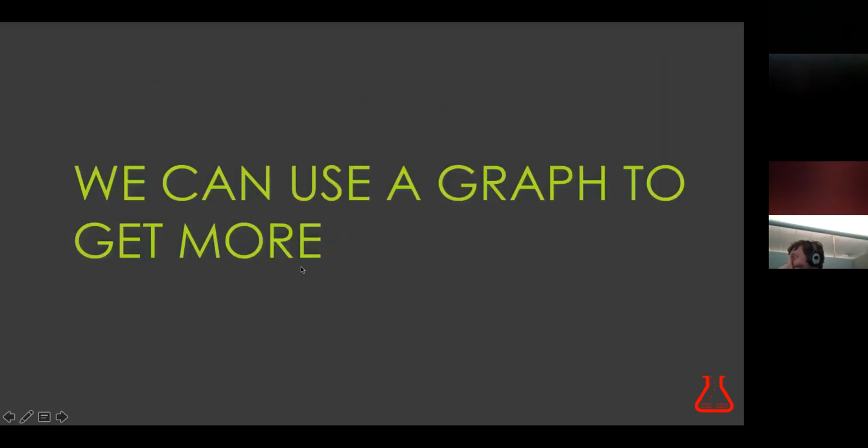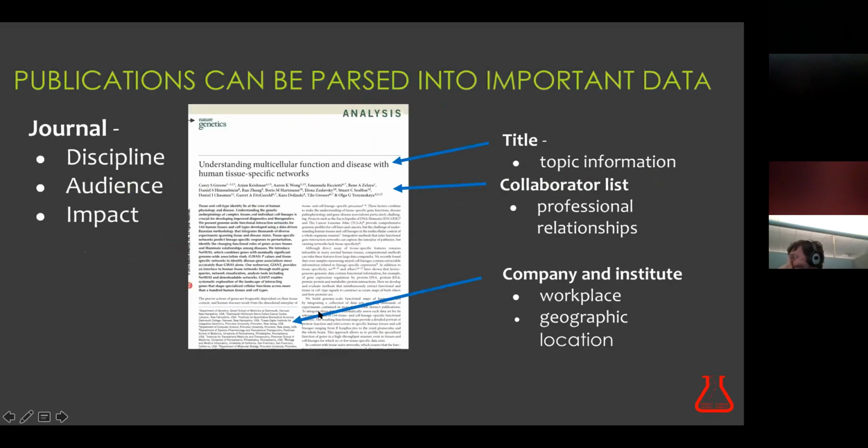So let's see. We can use graph to get a little more. What I'll show you right now is our analysis of a very robust, free, and open data set. It's publication data. These publications are examples of years of work on the part of each of the scientists involved. The title is telling because it's supposed to be the most important sentence in the paper. So we can pull these titles out, put them in a graph, and do NLP on them.